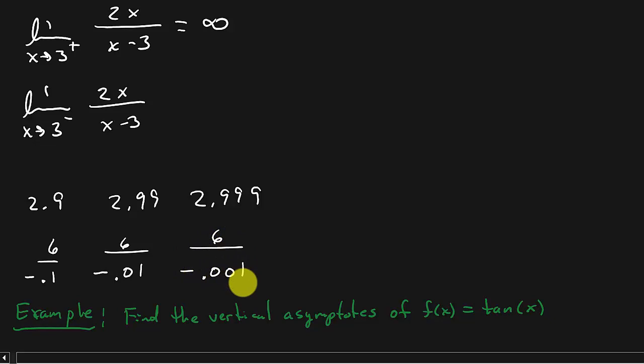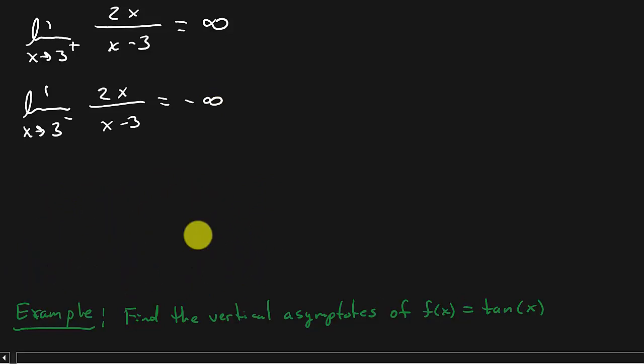So you see what it's doing? It's doing exactly what it did as we came in from the right-hand side, but the only difference is we're getting those big numbers, but with a negative sign in front of it. So we would say this one is going to negative infinity. Okay? All right.